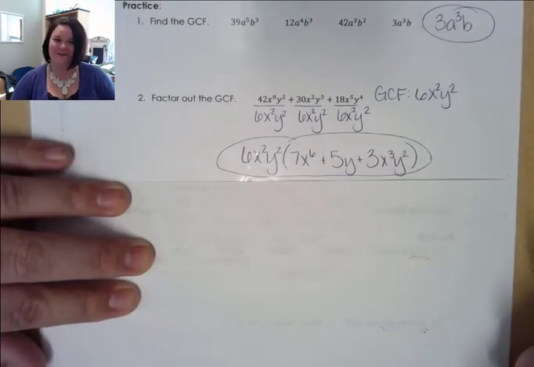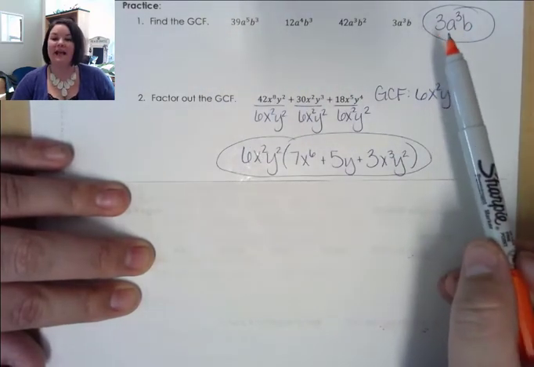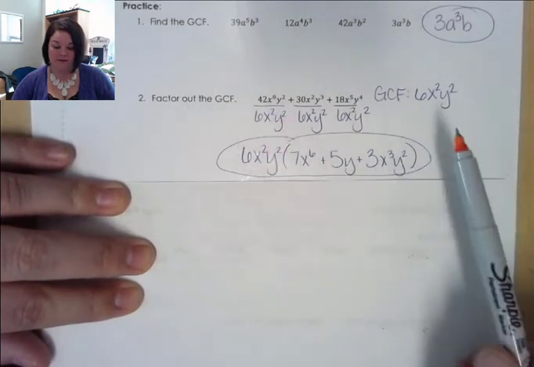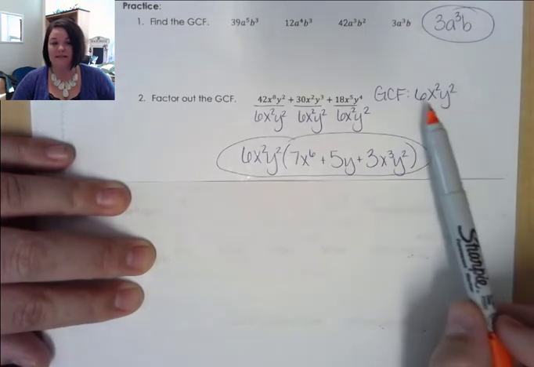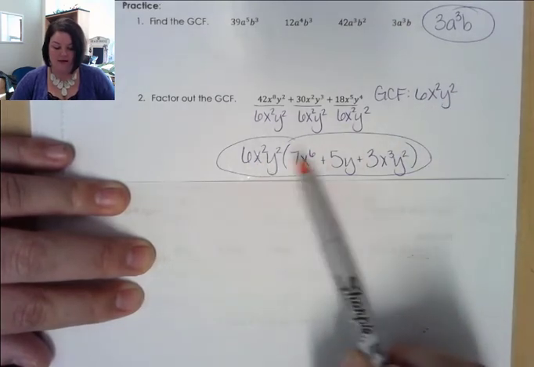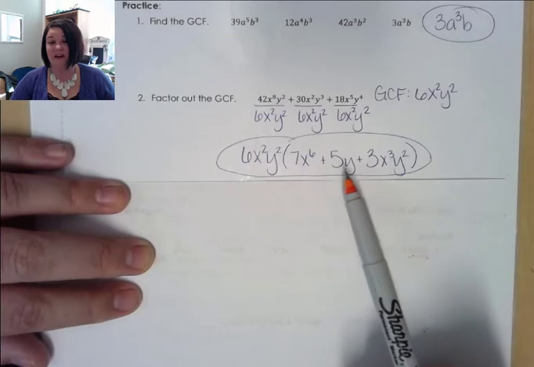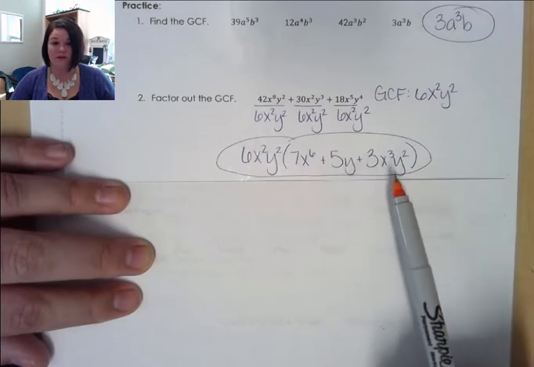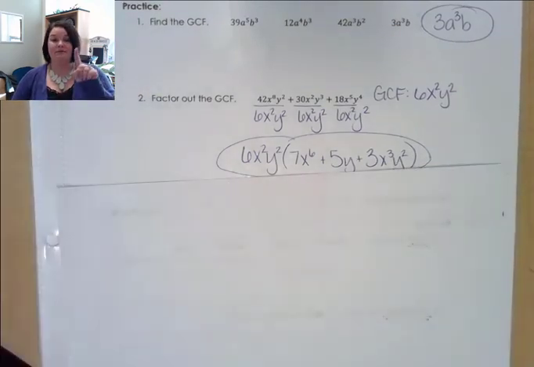All right, ready? Okay, so on number 1, the greatest common factor should have been 3a cubed b. And on number 2, your greatest common factor should have been 6x squared y squared. And when you take 6x squared y squared out of all 3 terms, in your parentheses, you should be left with 7x to the 6th plus 5y plus 3x cubed y squared. Okay, everybody good?